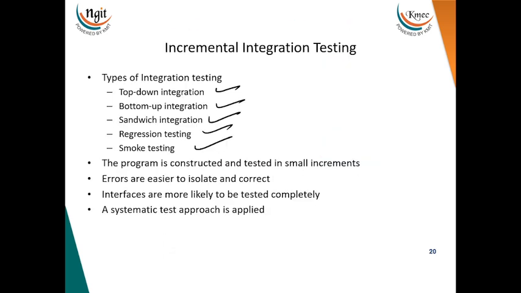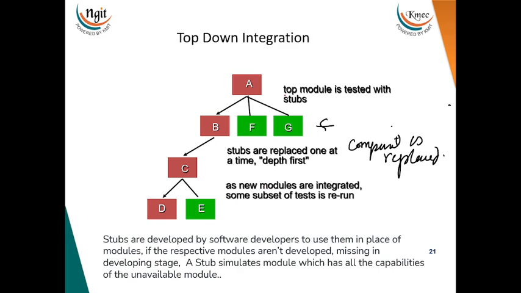Whereas incremental testing strategies are of four or five types: top down, bottom up, sandwich, regression testing, and smoke testing. These are the paths. The program is constructed and tested in small increments, so errors are easy to isolate and correct. Correct? Do remember this one. Then the top down approach. You are starting from the top module, and we use stubs. What do you mean by stubs? Stubs are developed by the software developer to use in place of modules if the respective modules aren't developed.